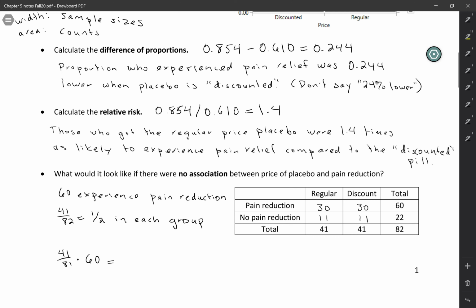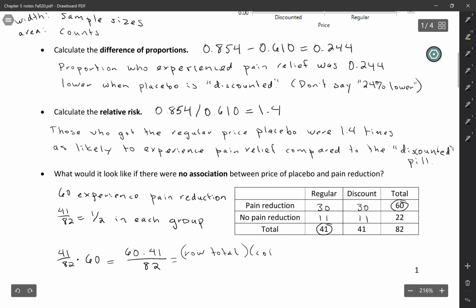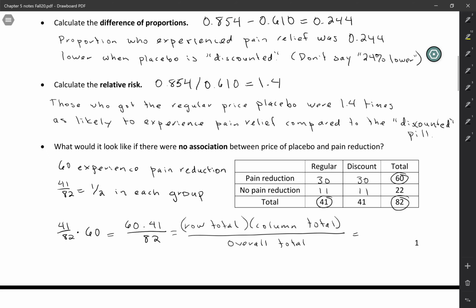But let's say I want a more general formula for these counts. So I'm going to rearrange just a little bit, but I think you'll see that it's the same. So I'm going to write it as 60 times 41 out of 82. In other words, I'm looking at the row total of 60, and I'm multiplying it times the column total, which is 41, and then I'm dividing that by the overall total, which is 82. And that formula altogether is what we call the expected counts. So when we say expected counts, we mean what would we expect if there were actually no association between these variables.